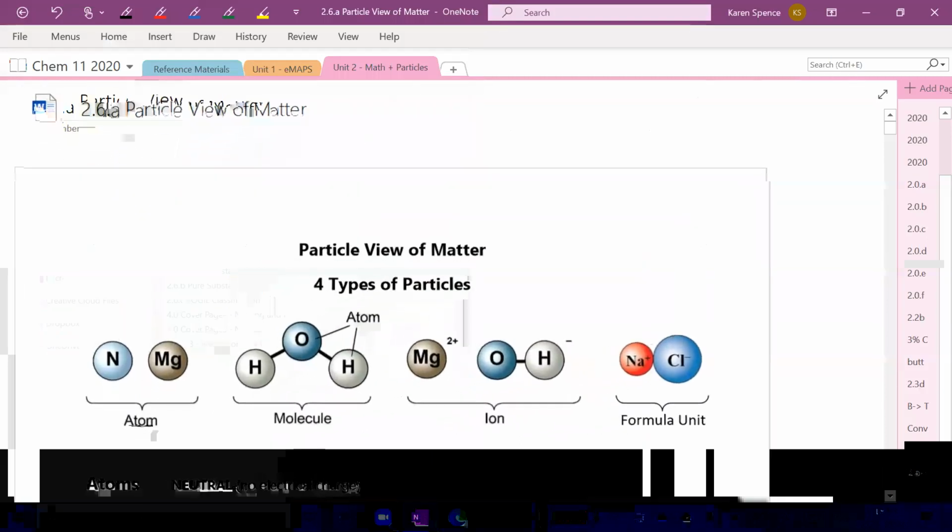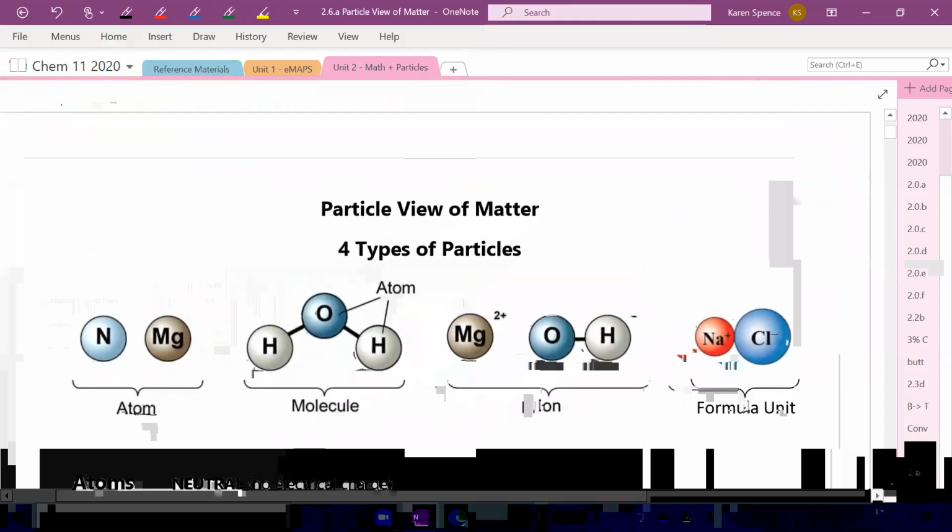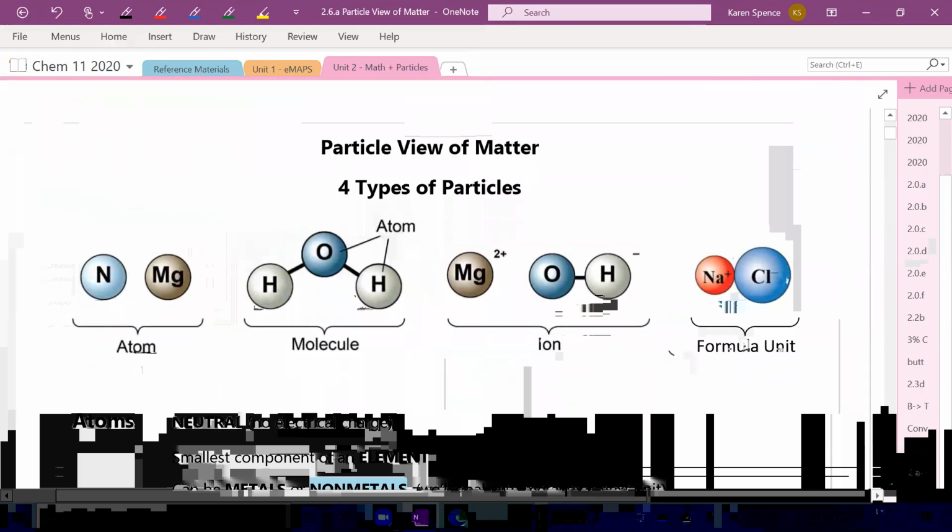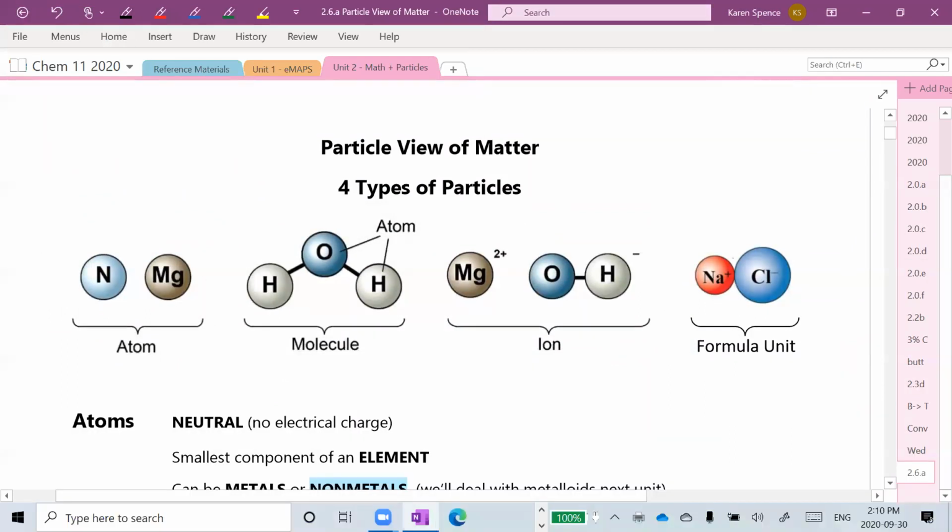So page 81, here we go. We have 4 types of things we call particles. Particles are little tiny bits of matter, and you could have an atom, usually represented by a little ball or something like that. A single atom on its own, not stuck to anything else, is just an atom.